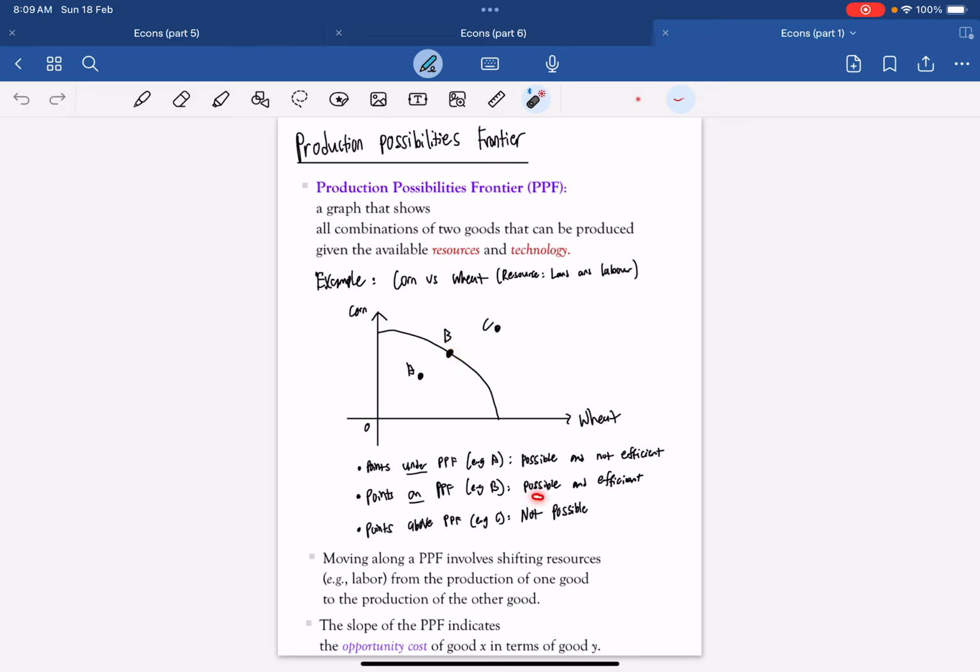And then we can ask ourselves, what does a point on the graph mean? Well, it means that these are possible combinations for the two goods and are efficient because you use all the technology and resources. Areas underneath mean you don't produce the maximum output, so it is possible but not efficient. And areas outside the PPF are not possible. So the slope of a PPF indicates the opportunity cost of good X in terms of good Y.